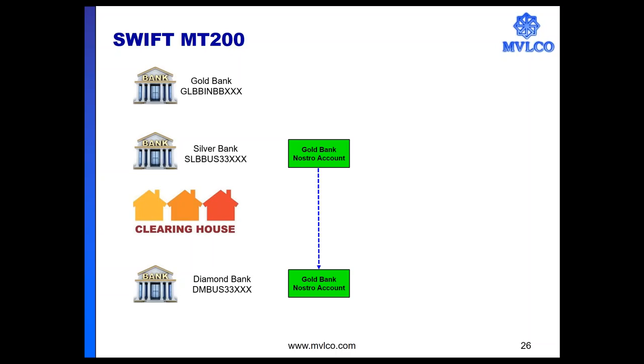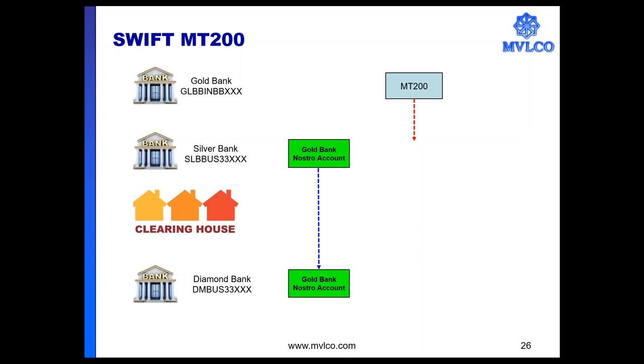So at this juncture, let's go forward and also understand how the 9 series is also used. So I'll cover 2 series and 9 series together now. In this case, Gold Bank wants to move its money from its account at Silver to its account at Diamond. Gold Bank creates an MT200. This MT200 is released by Gold. It goes to Silver Bank. It tells Silver Bank to move Gold Bank's money to Gold Bank's account at Diamond Bank.